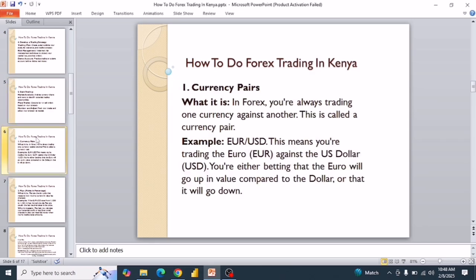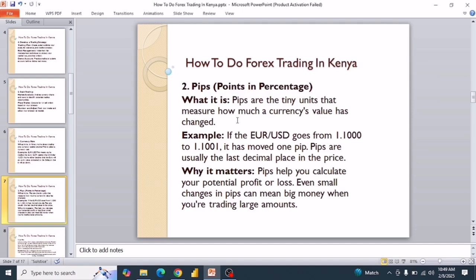And we'll start with currency pairs. So a currency pair is something like EUR/USD. This means that you are trading the Euro against US dollars. So you are either betting that the Euro will go up in value compared to the dollar, or it will go down compared to the dollar. That is a pair. Pair means two. For example, we have gold and USD. That is a pair.